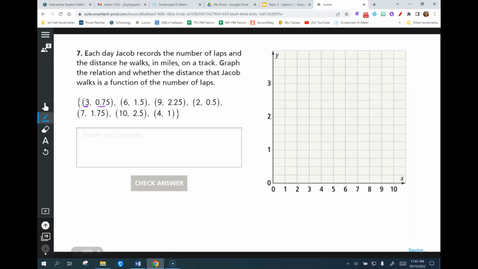Okay, look at that. What does the 3 stand for? And what does the 0.7 stand for? Well, do we ever walk 0.7 of a lap and record it? No. So this is your laps. And this is your miles. Okay? And the other way you probably could have figured this out is miles per lap.